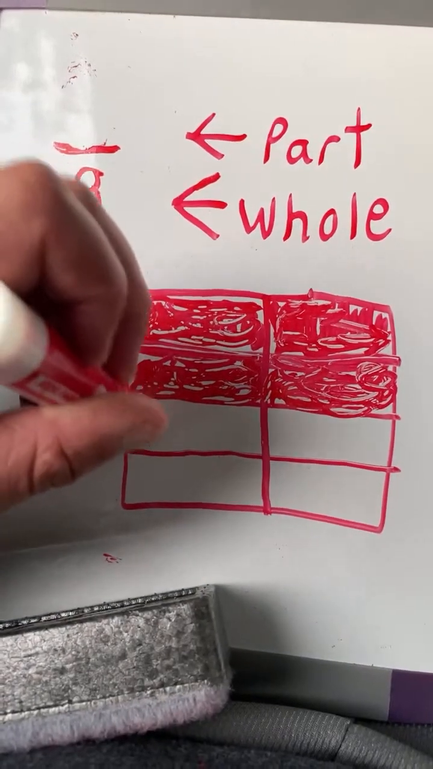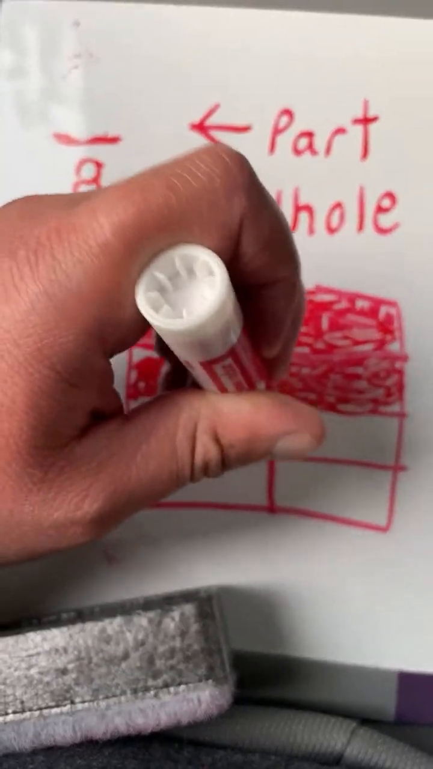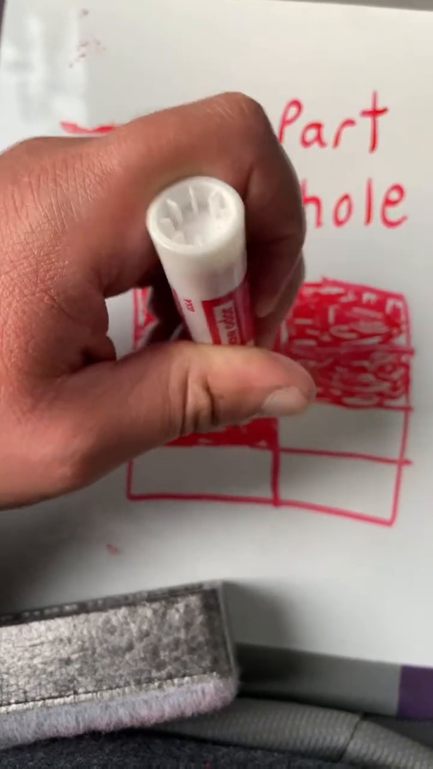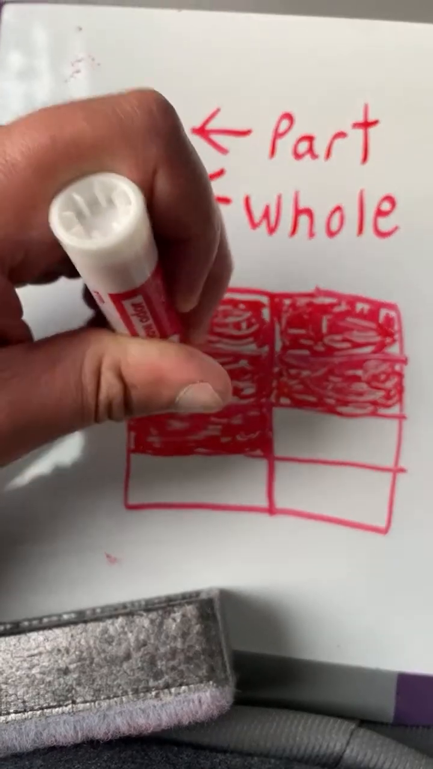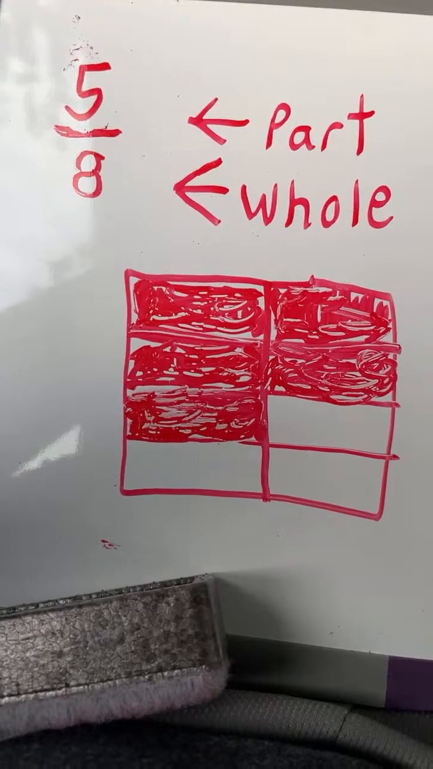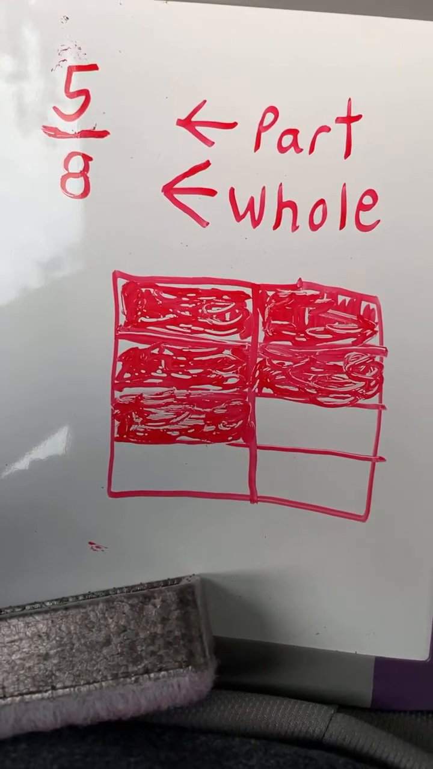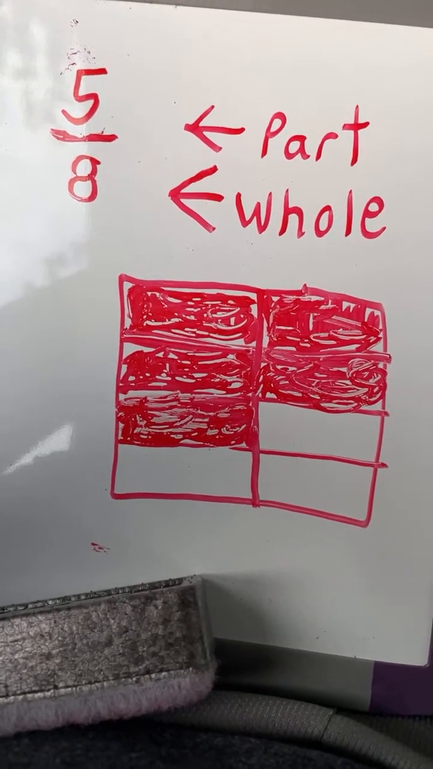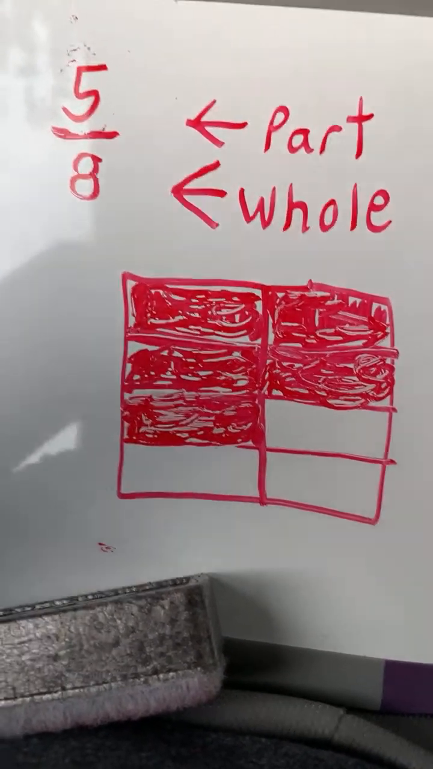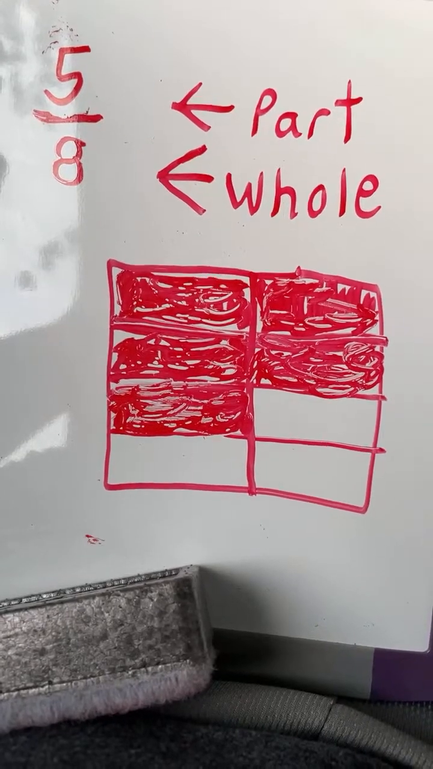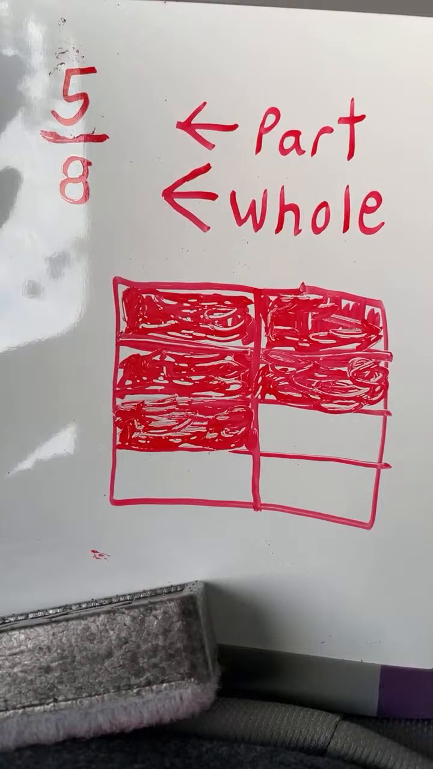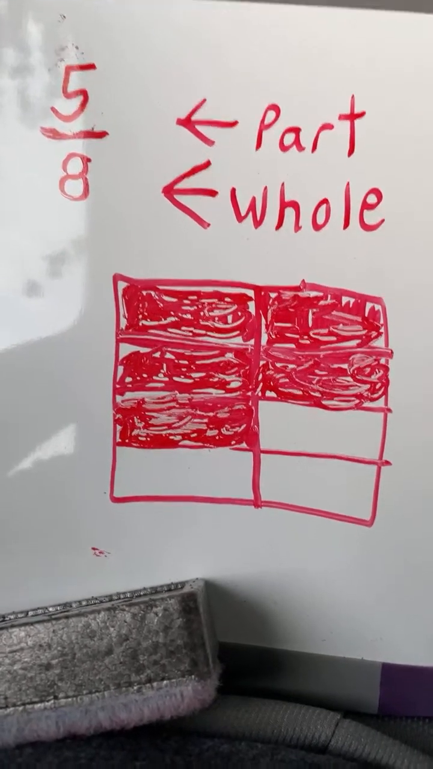So for 5/8, I would simply shade in 1 additional square. So now we have 8 total parts, and 5 of those 8 parts are shaded. You know, I said I wasn't going to do all the examples for eighths. I changed my mind. I'll keep going. I'll finish it.